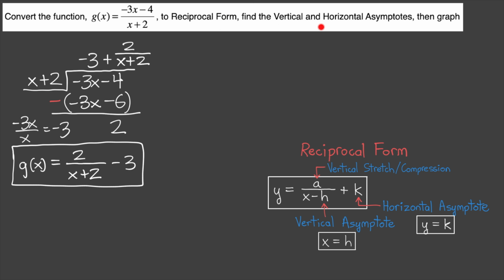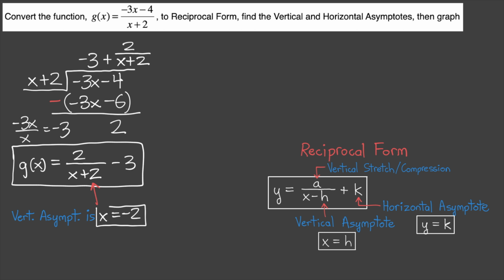Next, let's find the vertical and horizontal asymptotes. Well, that's pretty easy. You just look at this value here, and you do the opposite of whatever's here. I like to tell my students, x's lie, y's tell the truth. So here, x is lying. So our vertical asymptote is going to be x equals negative 2. So we'll write that here. So our vertical asymptote is x equals negative 2.